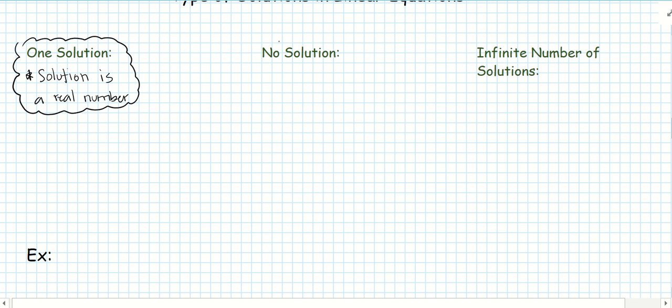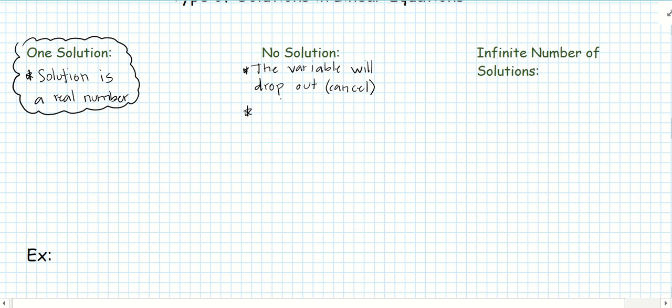Now, we also will find equations that have no solution. And how can we tell when we have no solution? Well, the first thing is that the variable, you're going to notice that the variable will drop out. And what that means is that it's going to cancel. So we're going to end up with a point where there's no variable. We're not going to have an x. We're not going to have m, a. We're not going to have a letter in the equation. It's just going to be numbers.